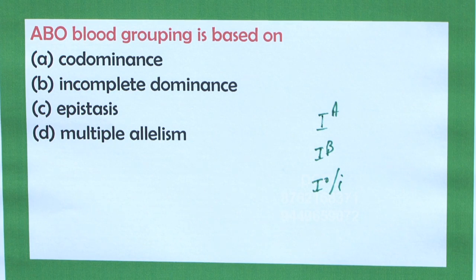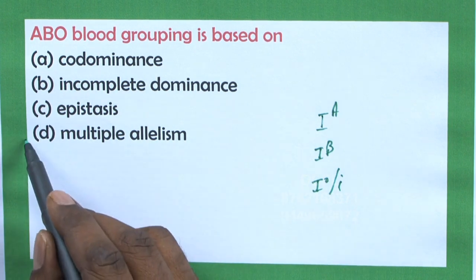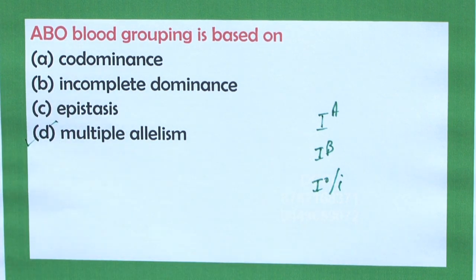As I already told you, multiple allelism is when a single gene for a character occurs in more than two alternate forms. Hence in ABO blood group a single gene, that is capital I, occurs in more than two alternate forms, and the correct option in this question is option D, multiple allelism.